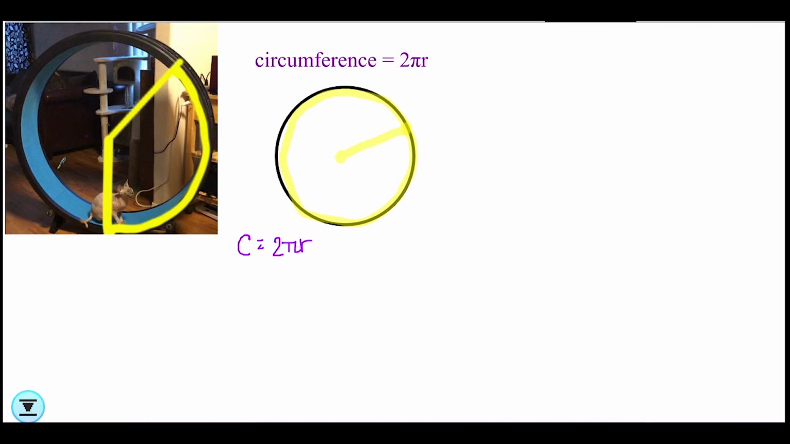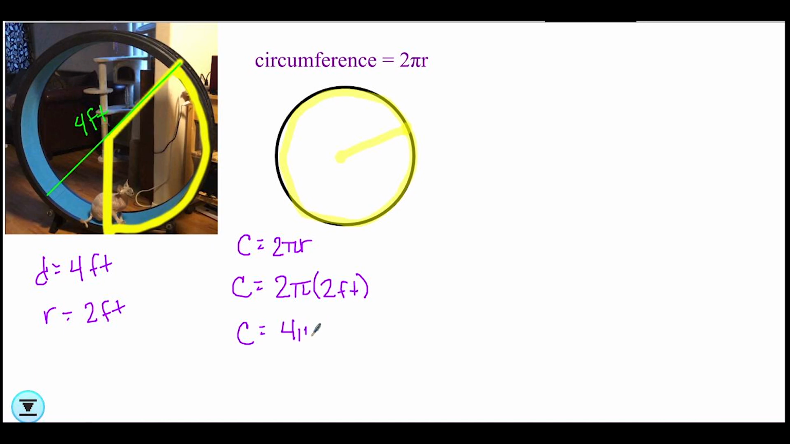Marley's wheel actually has an entire diameter of 4 feet. So if I were to look at a line straight across like this, that would be a 4-foot diameter, which means that half of it would end up being 2 feet. So if my diameter is 4 feet, that means that my radius is only 2 feet. So the entire circumference, if she did walk that, would be 2 pi times the radius of 2 feet. If I multiply these two numbers together, I would get 4 pi feet for my circumference.